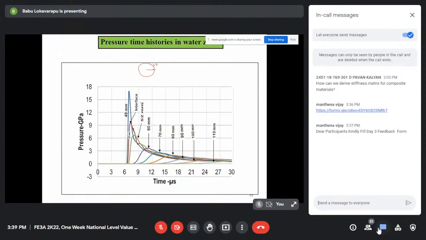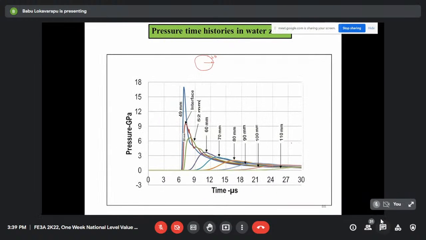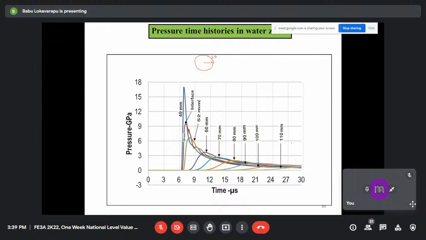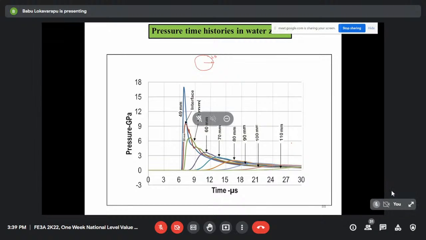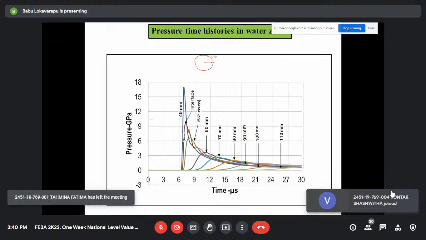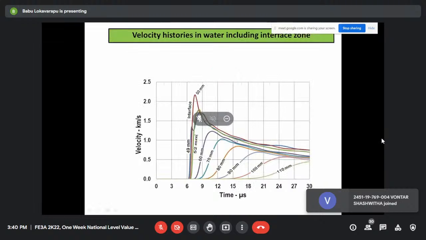Why? Because water conducts, it absorbs energy, and the wave is traveling smoothly. It's a better conductor of shock energy. That indicates how the pressure is going to change. Therefore, you have seen how much pressure there is within the explosive, and how the pressure varies in water. So this is the variation of the pressure.